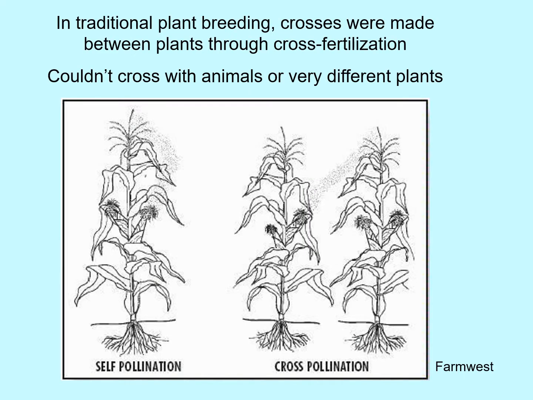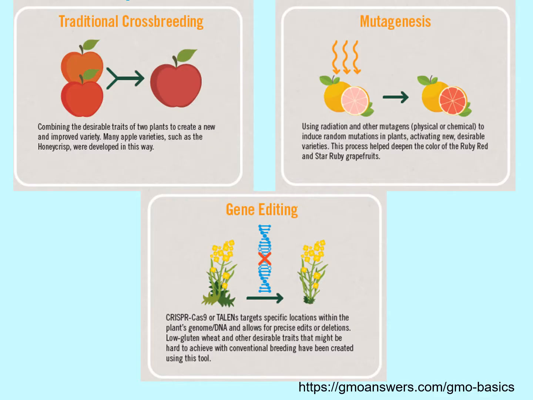In traditional plant breeding, crosses were made between plants through cross-fertilization. Using this method, you cannot cross with animals or with very different plants, one to another. In the top left, you see an illustration of traditional crossbreeding. Many apple varieties, such as the Honeycrisp, were developed in this way.